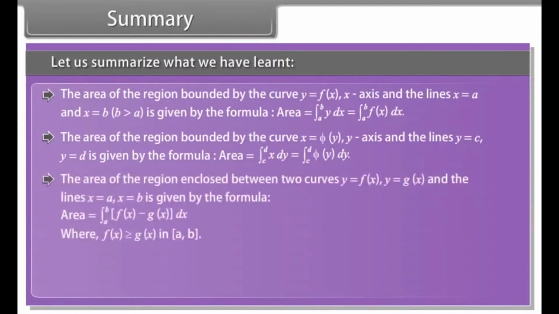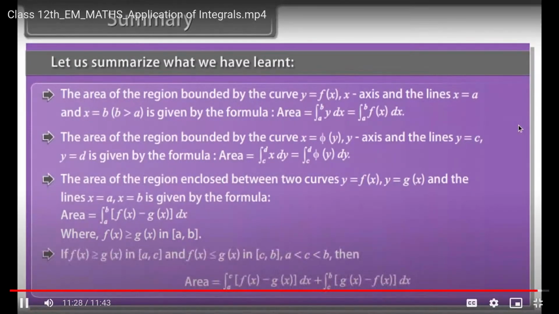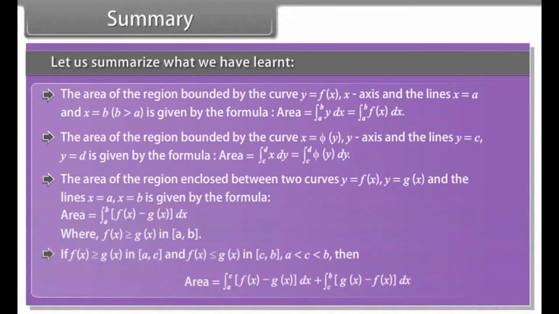The area of the region enclosed between two curves y is equal to f of x, y equals g of x, and the lines x is equal to a, x equals b, is given by the formula given below. If f of x is greater than or equal to g of x in [a, c], and f of x is less than or equal to g of x in [c, b], a is less than c is less than b.